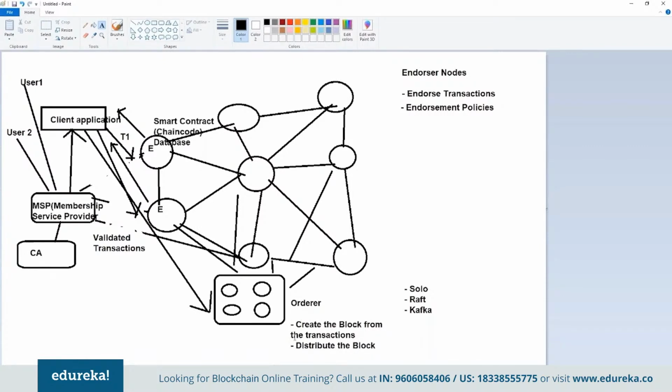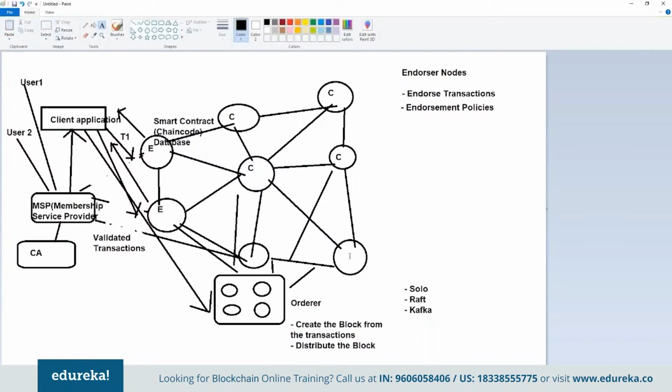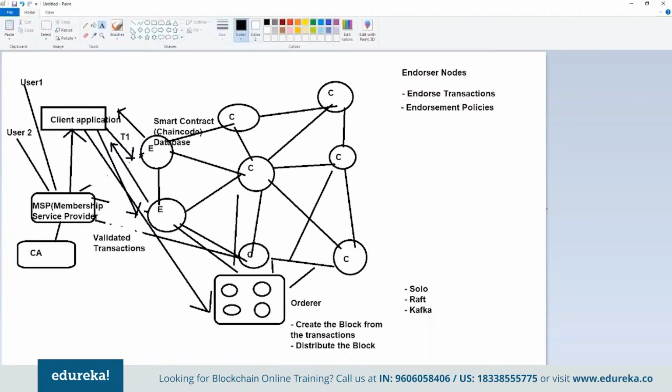Now, when these blocks are received, they will be received by the endorser also. These blocks will be received by these nodes. Now, these nodes are known as committer nodes. What they will do is they will get the block from the ordering service. They will verify whether the transactions that are part of that block are endorsed by the endorser or not, whether they have correctly been distributed by the ordering service or not. And once they verify this information, they will update their blockchain database, and the transaction will be committed to the blockchain. So this is the overall flow of your transaction in a Hyperledger Fabric network.